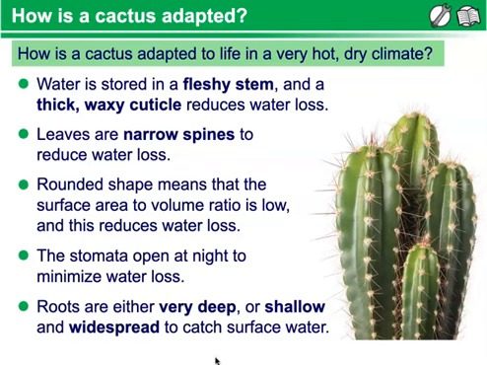A rounded shape means that the surface area to volume ratio is very low. This also reduces water loss. The stomata open at night to minimize that water loss. And roots are either very deep or very shallow and widespread to catch as much surface water as possible. A very deep root is called a taproot, and oftentimes they can go extremely deep into the soil to find water.